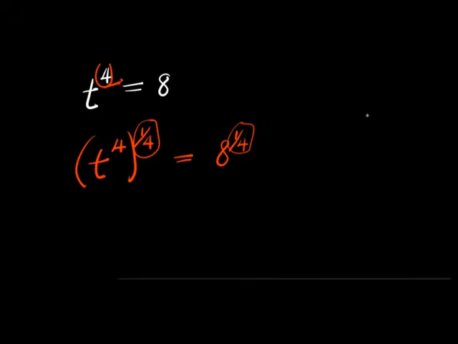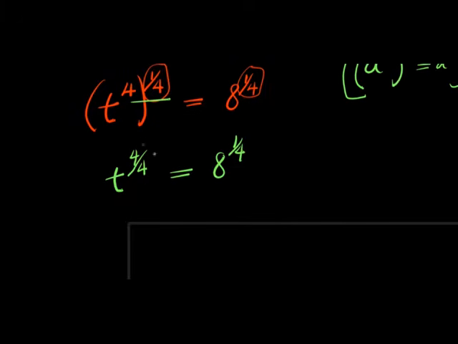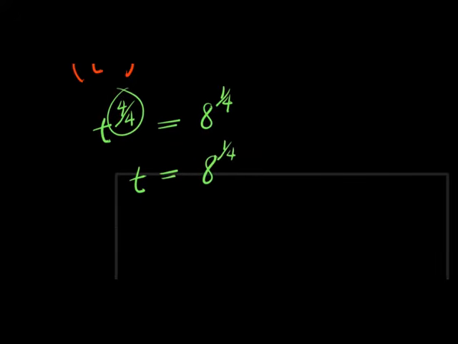Then remember, if you have a power n raised to the power of m equals a power n times m. So if you multiply this out, you have t power 4 times 1 over 4, this is 4 over 4. And this equals 8 power 1 over 4. And 4 divided by 4 is 1. I have t equals 8 power 1 over 4. This is my answer. But I can simplify this further.